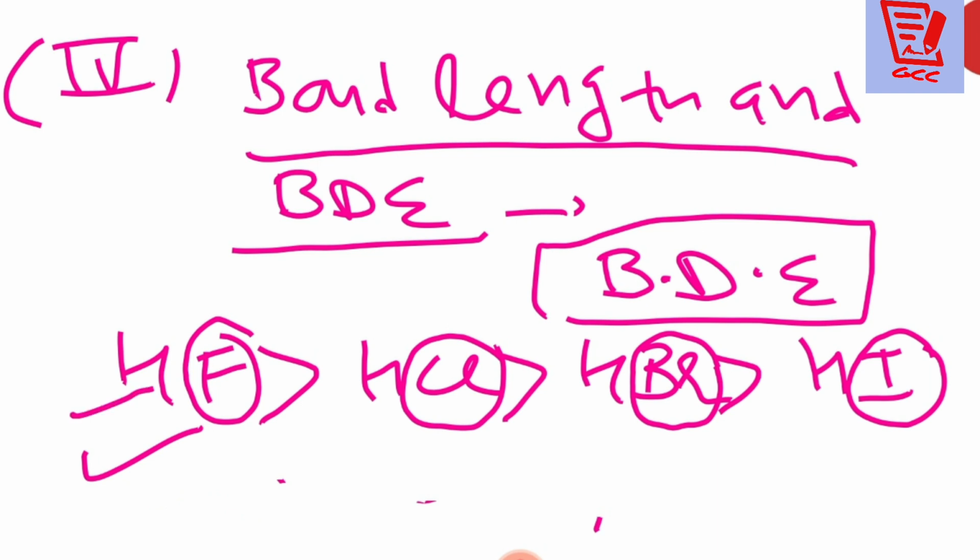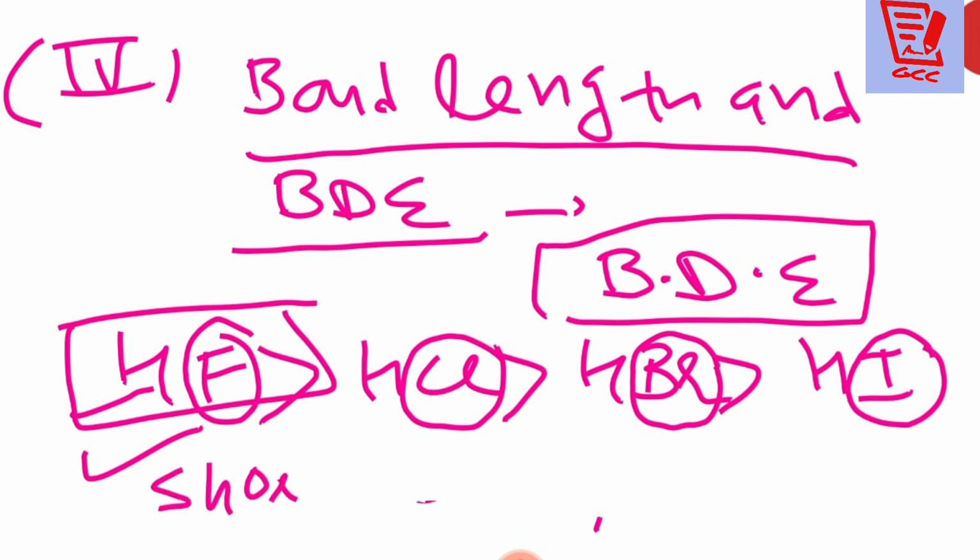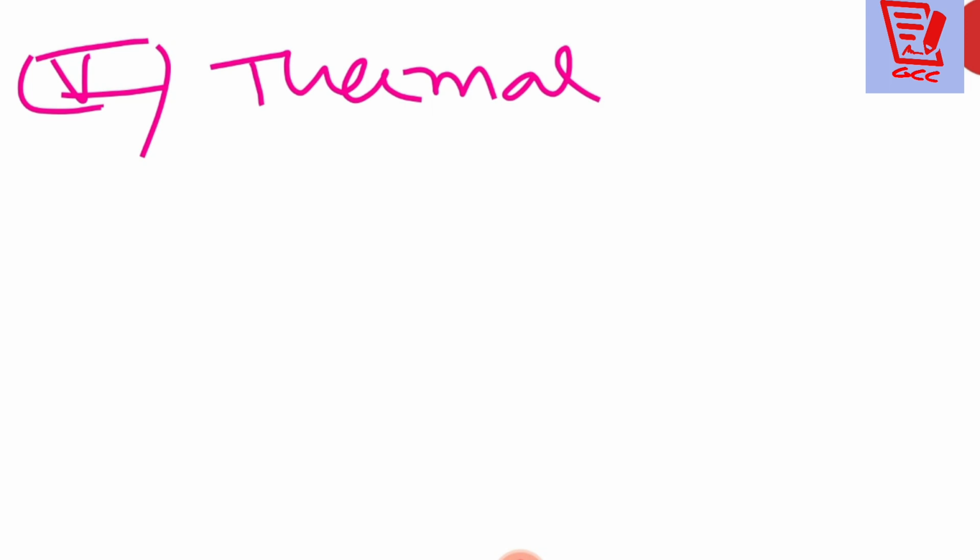What does that mean? It means HF has the shortest bond length. Is that clear to all? That is why we have written the order this way. Students, the next point we are going to discuss, point number 5, is about thermal stability.